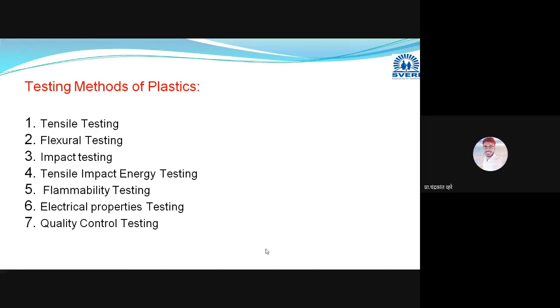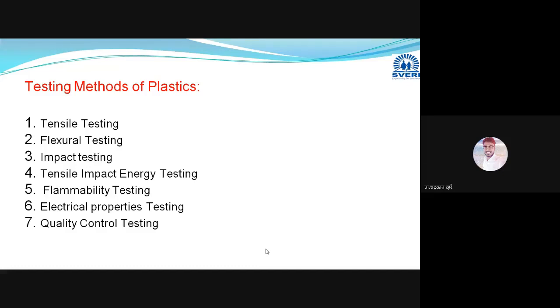So we have to apply the load up to the point where the stress will be zero. And in some cases we need to generate the couples of stresses. We are not going up to that level. So give the heading tensile methods of plastic and write down this testing method. Take 2 minutes and write it.